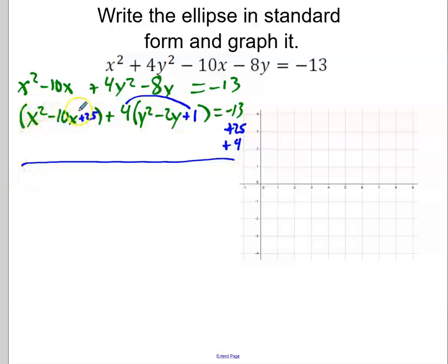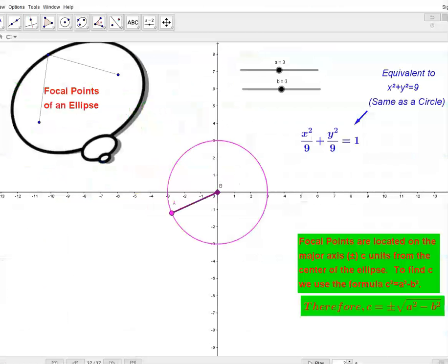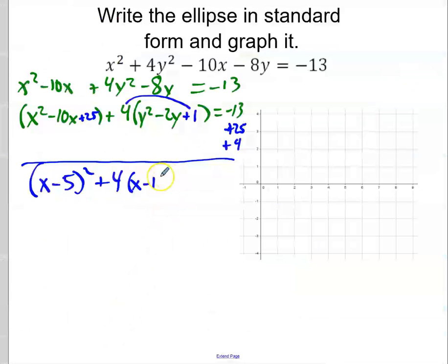All right, but now this equals x minus 5 squared. This is 4 times y minus, oops, sorry, not x, y.